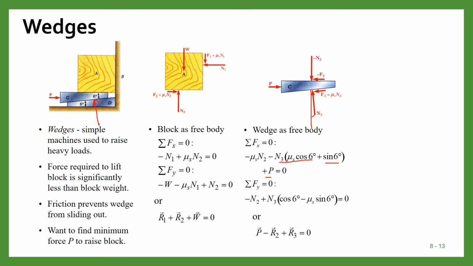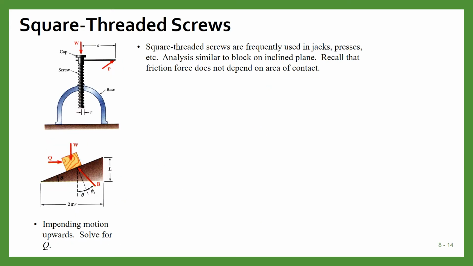So we can find the components of both the forces in the x and y directions, and we can also write it in the form of a vector. So we have P, the resultant of these forces is R2, and similarly the resultant of these forces is R3. So P minus R2 plus R3 is equal to 0. So this is how we can deal with wedges. An example of friction is the self-threaded screws.